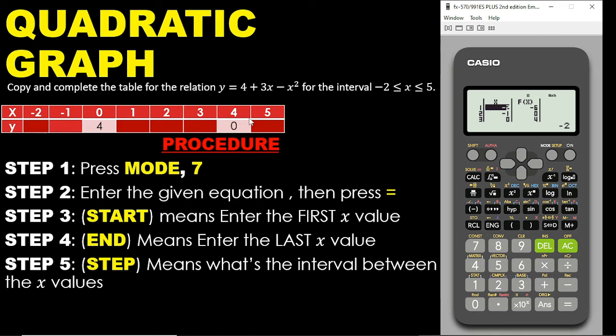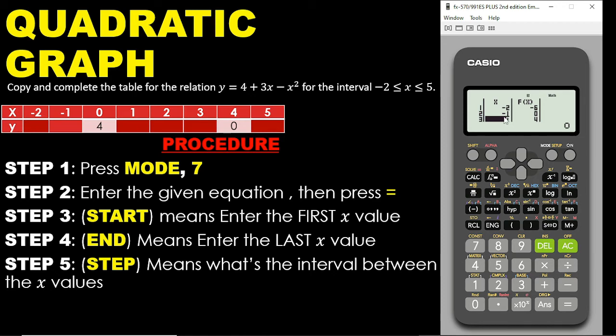That means what is the last x value? You enter that one too, you press is equal to, and then when you are done, you are getting this table. You can use the arrow key top and down. So here, what you are getting is that when x is -2, y is going to be -6. So when x is -2, just write -6 here.